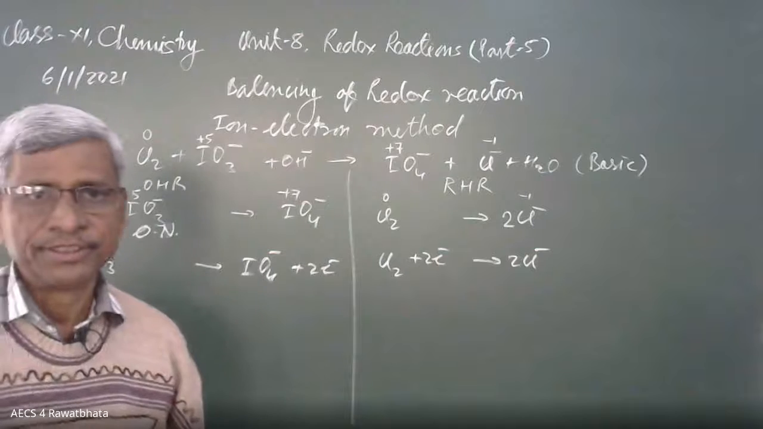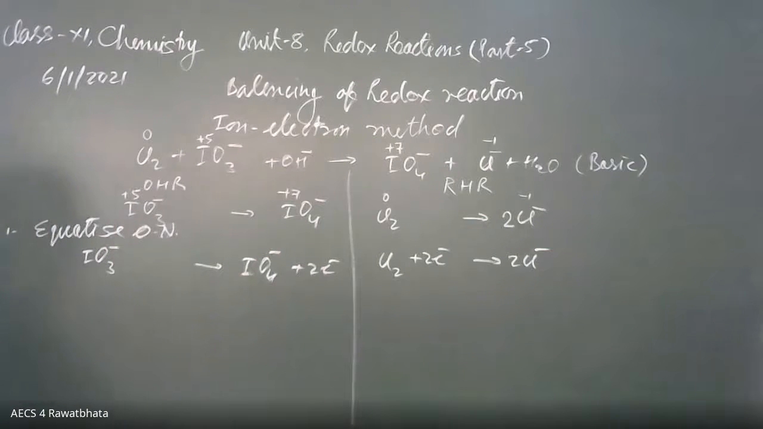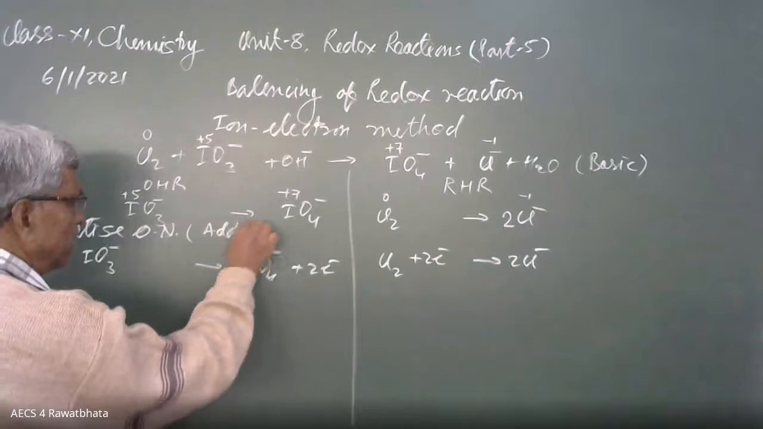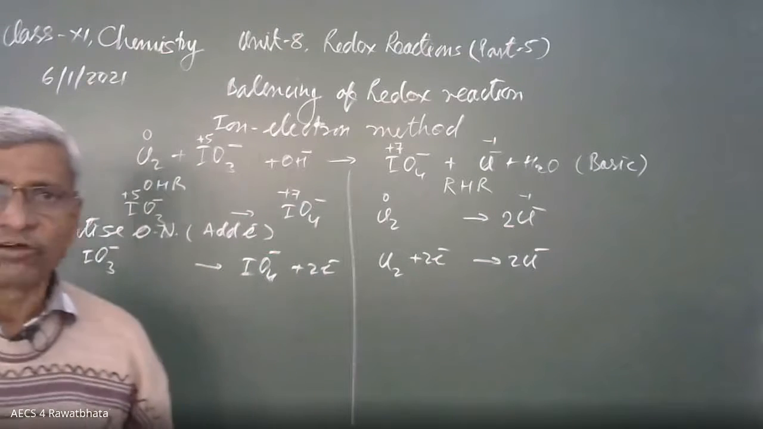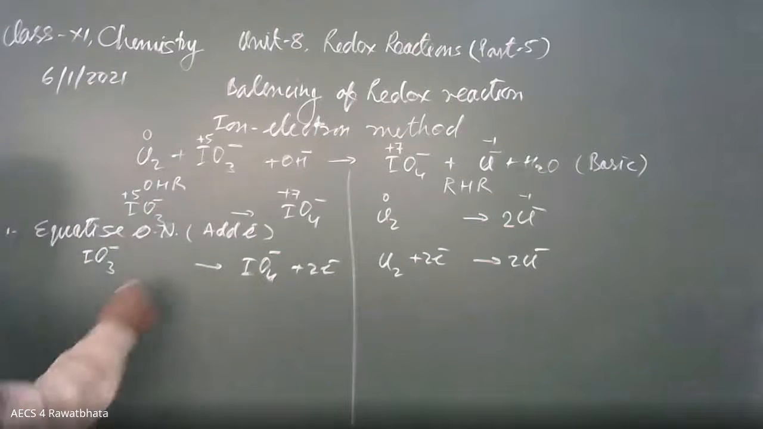And this side 0 is going to change into -1. So it is reduction. That's why it is going to gain electron. Each Cl will gain 1 electron. 2 Cl atoms will gain 2 electrons. That's why 2 electrons. It gives 2 Cl minus. This is the first one. That is the equalization of oxidation number, balancing of oxidation number. That is the addition of electron. This electron is added as per the change in oxidation number. Okay, beta? So this is the step.